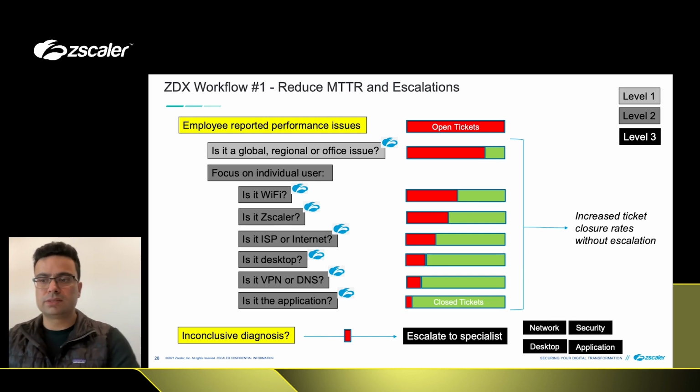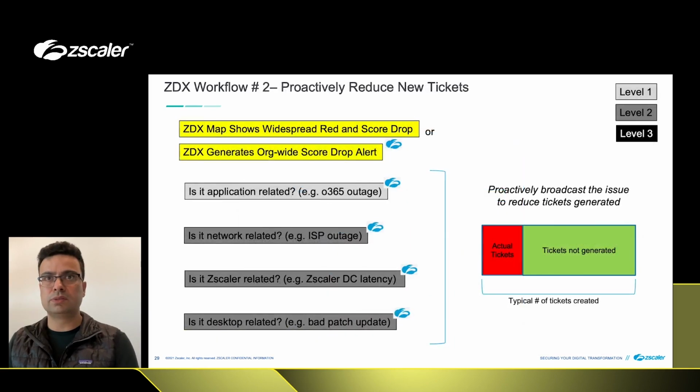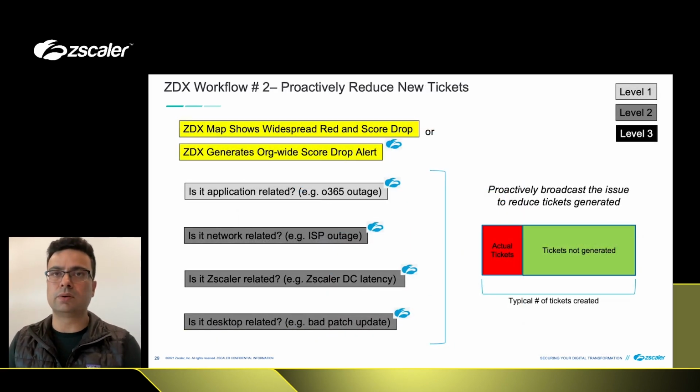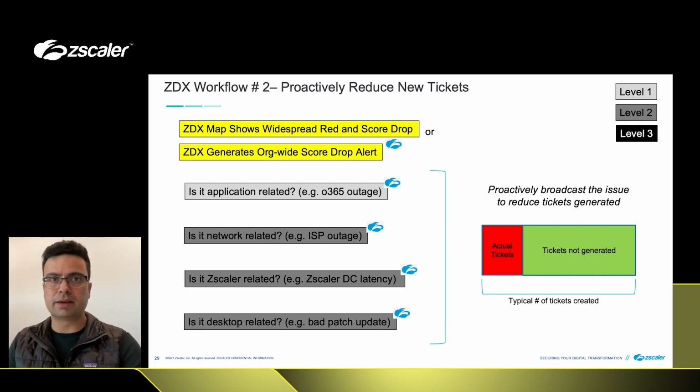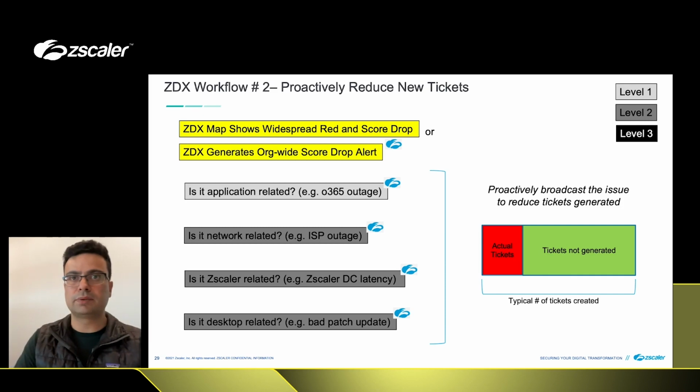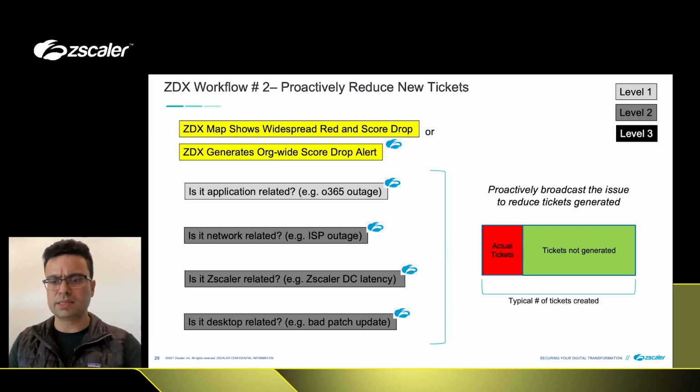Second key workflow is to proactively reduce the number of new tickets. I gave you the example of Salesforce in our scenario, where we saw a widespread outage and the entire dashboard was red. If that happens, you can see exactly which application is being impacted. In the last year, we have seen outages with Salesforce, with Office 365 in September last year. All of us are aware of the big Facebook outage that went on for many hours earlier this month.